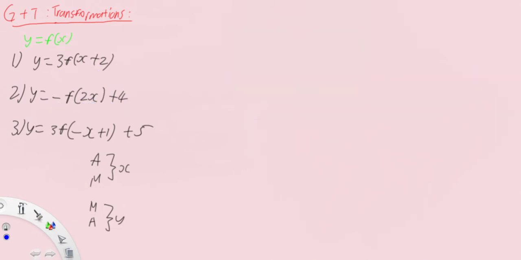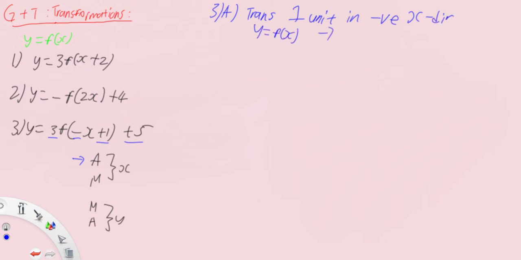So looking at the third example, you notice that now we have everything, right? We have translation for our x, we have scaling for our x, we have scaling for our y, we have translation for our y. So now we should follow AMMA with everything. Let's start with A, the translation. So we'll translate 1 unit in the negative x direction. Again, it's plus 1, so negative x direction. We have y equals f(x) becoming y equals f(x + 1).